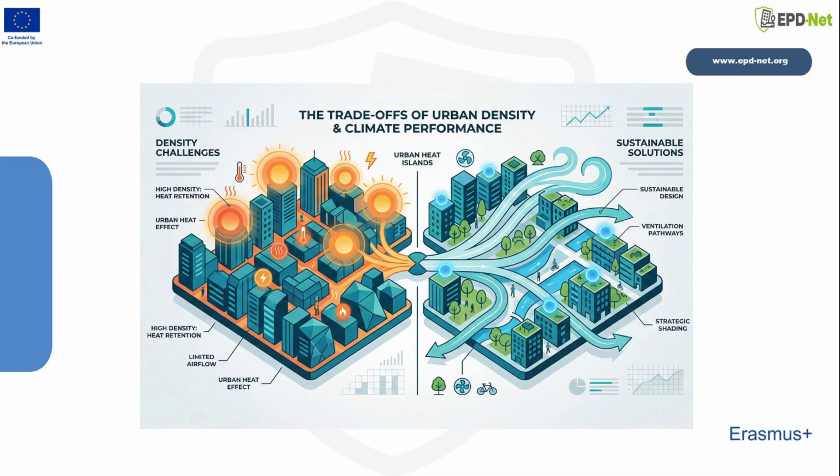Third, wind and ventilation are directly affected by spatial configuration. Block permeability, the presence of wind corridors, airflow patterns, and overall urban porosity determine whether a city promotes natural ventilation or creates stagnant air zones.